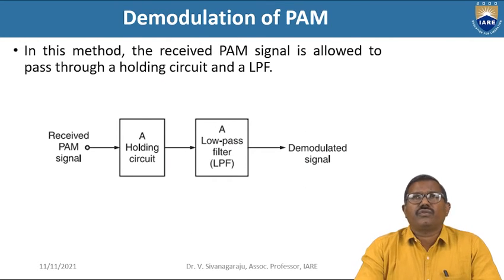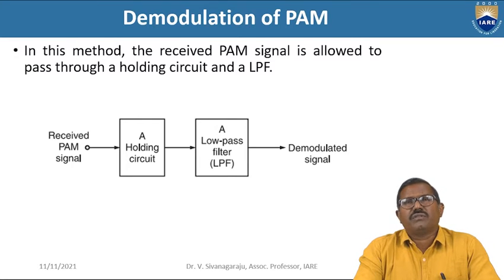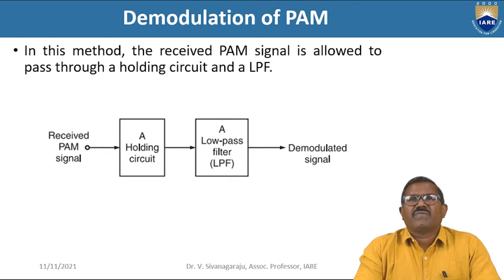After generation, here we go to demodulation of PAM. In this method, the received PAM signal is allowed to pass through a holding circuit and an LPF, a low pass filter. So after generation, again you go to demodulate the pulse amplitude modulation. For this, the received PAM signal is given to a holding circuit. The output of the holding circuit is given to a low pass filter, and finally you get the demodulated signal.